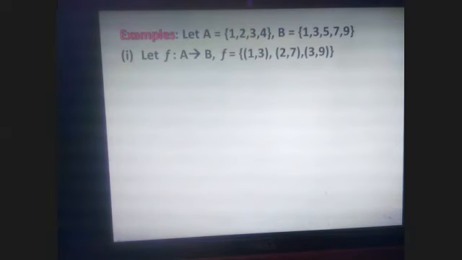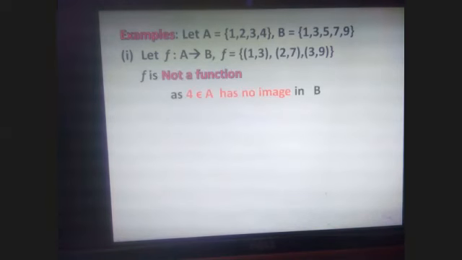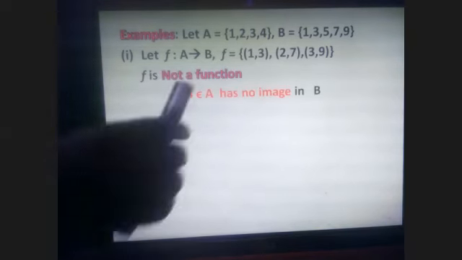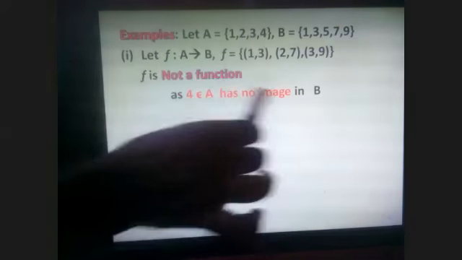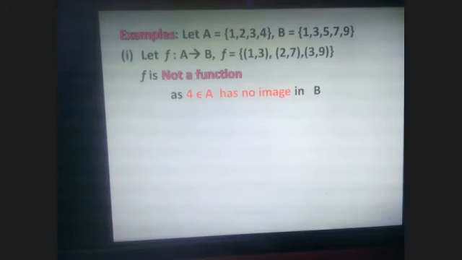Well, you know now the topic. Is it a function? You know it is not, because 4 in A has no image in B. There is a member 4 which has no image in B. What is the condition for a function? Every element of A must have a unique image in B.